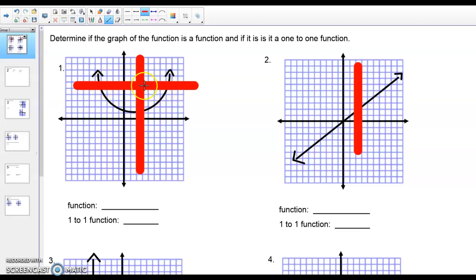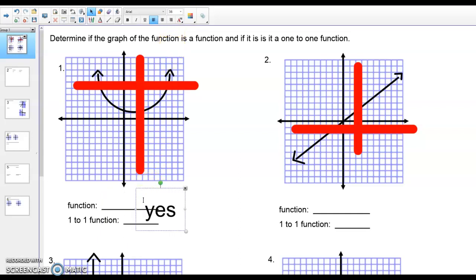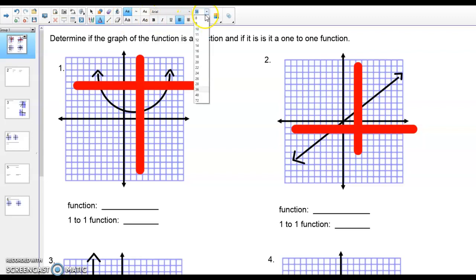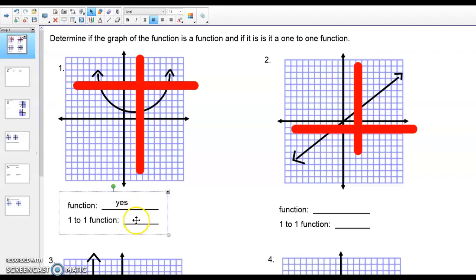Here it intersects the graph at 2 spots, so it's not 1 to 1. But here it would only intersect the graph at 1 spot, so therefore it is a 1 to 1 function. So the first one is yes for a function, but no for a 1 to 1. So yes for a function, but no for a 1 to 1 function.